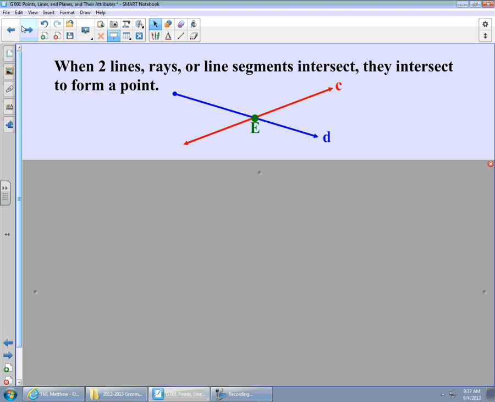Okay, just a last few little points here. When two lines, rays, or line segments intersect, they intersect to form a point. This is a pretty obvious point right here because line C and line D will not ever bend back toward each other and make contact again. Once they have made that contact, they are done. They're going to continue. Line C in both directions. Line D, since it's a ray, will only continue in one direction, but they're never going to come back and make contact again.